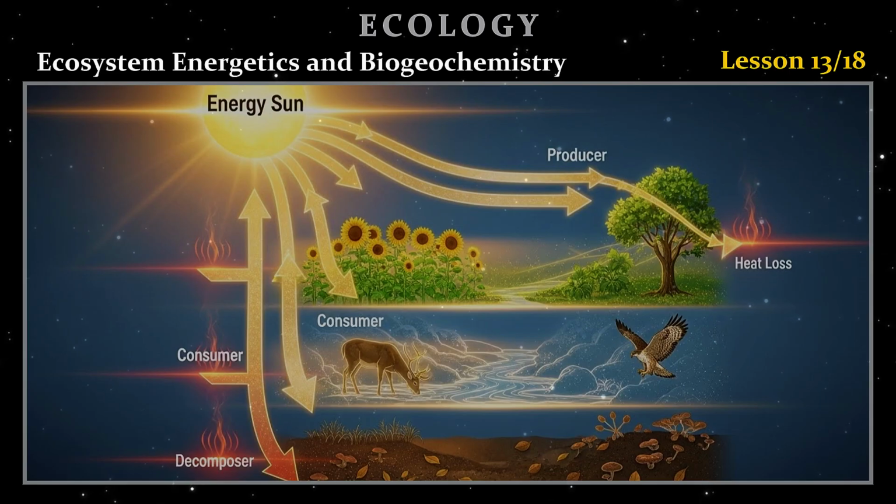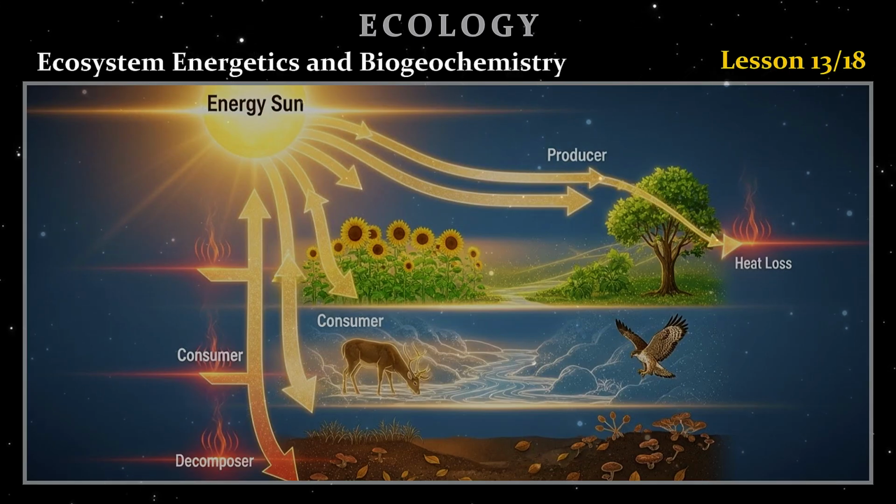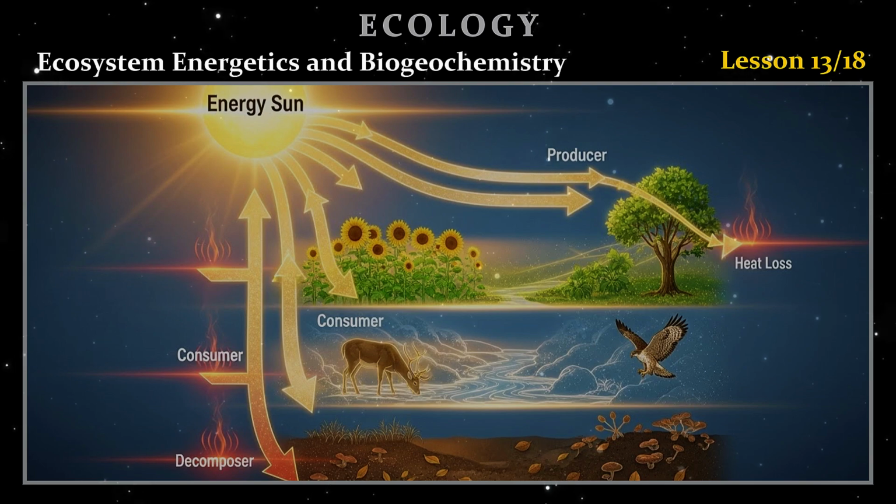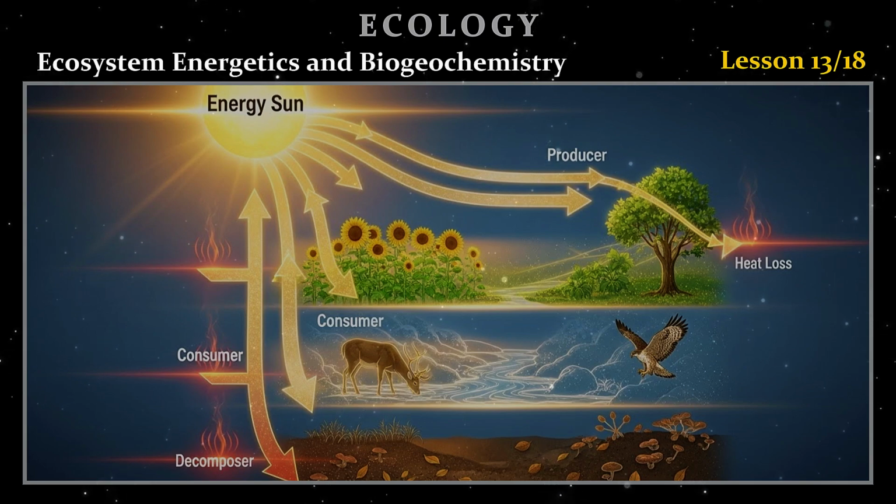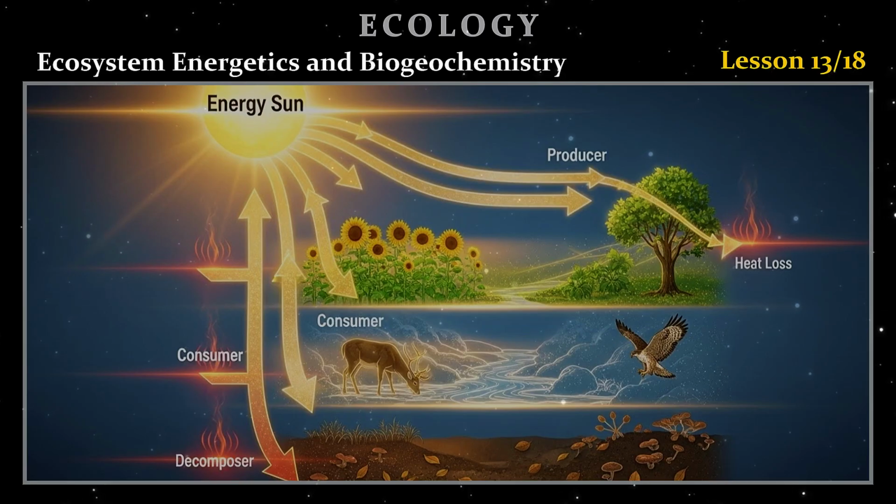There are two fundamental laws you must understand. First, energy flows. It enters the system as sunlight, moves through the food web, and eventually exits as heat. It is a one-way street. It is never recycled. The sun must shine every day, or the system stops.